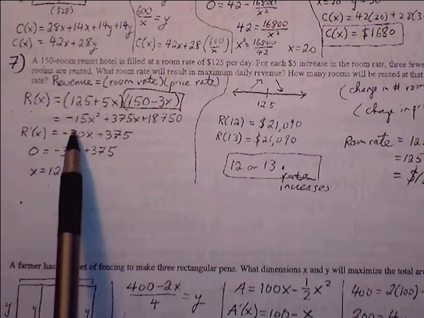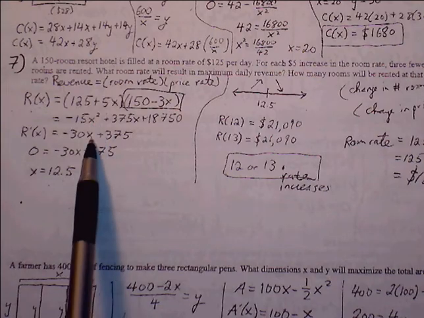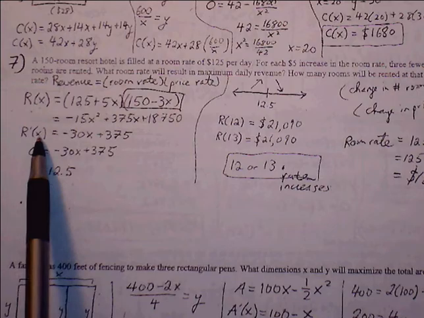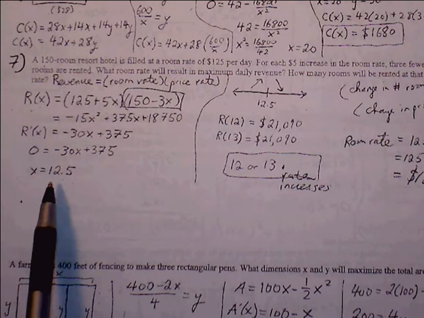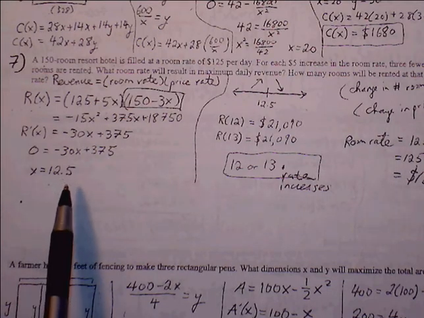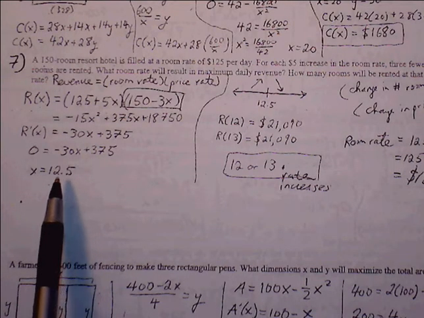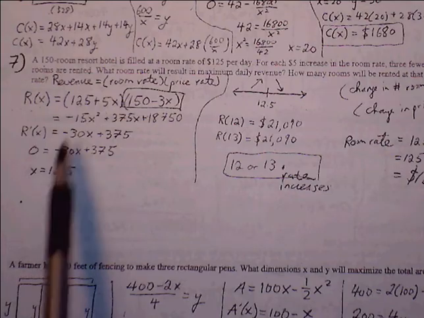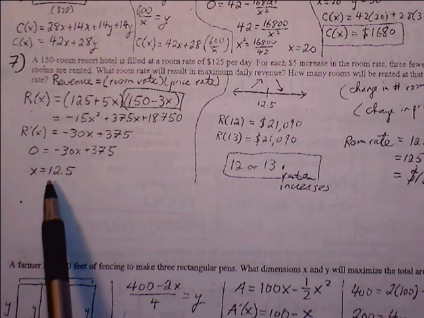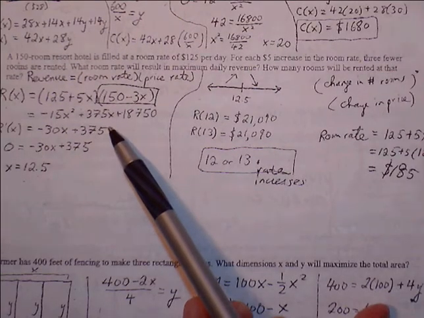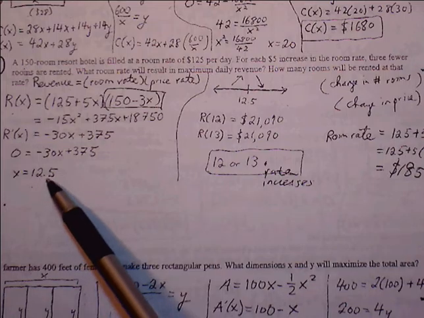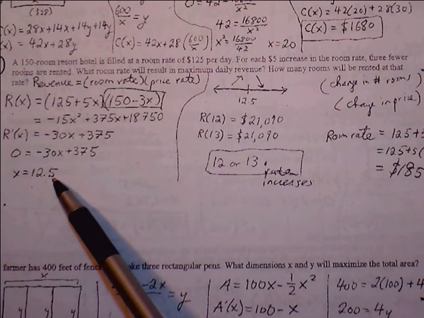So to find our R prime, negative 15x squared becomes negative 30x, and 375x becomes 375. We set our derivative equal to 0. We get x equals 12.5. So 12.5 is not going to quite make sense, because this is saying that the optimal situation is if they raise the rate 12.5 times. So this doesn't make sense, right? Can't raise the rate 12.5 times.